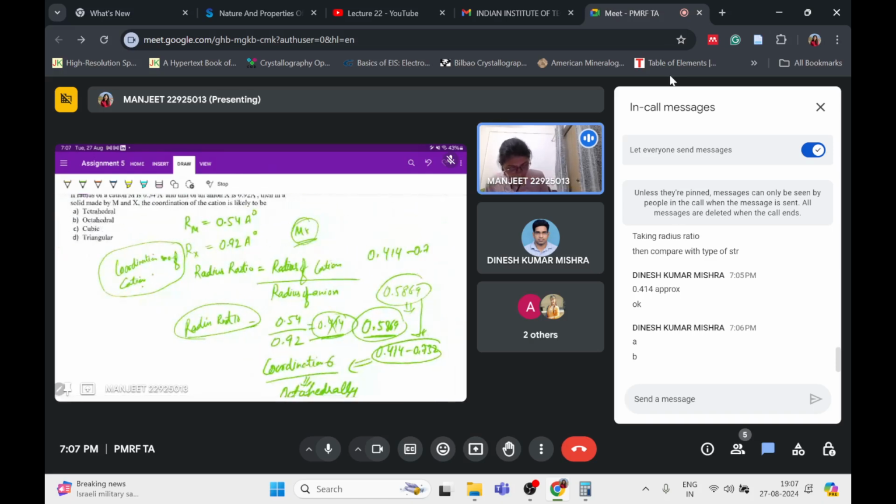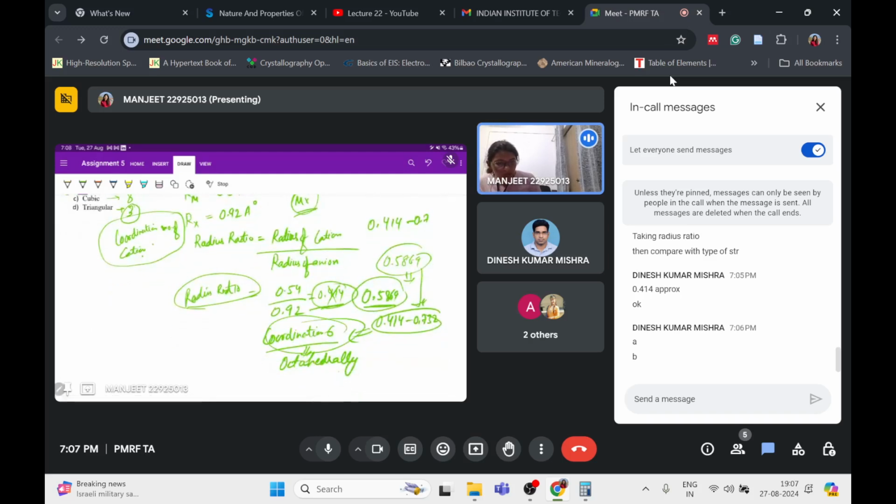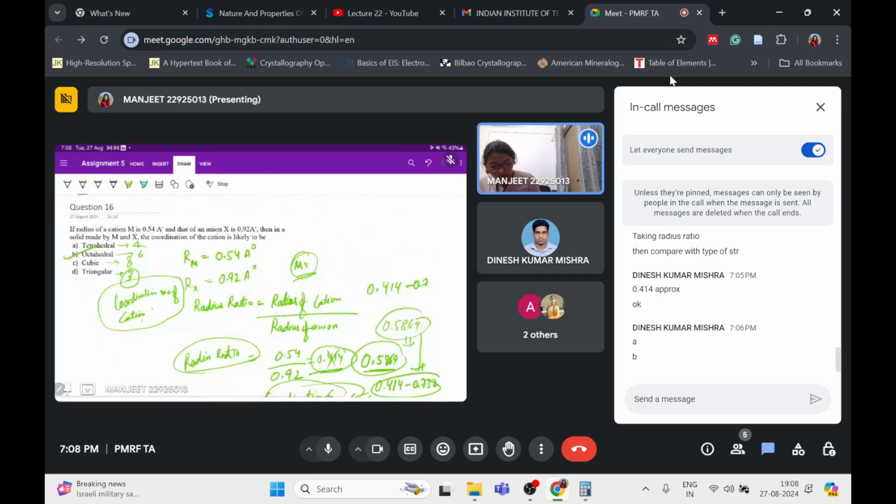So the coordination of the cation will be B. The octahedral, not the tetrahedral. Cubic is for a coordination of 8, and triangular has a coordination of 3. This is for the 6 one. So we are getting coordination number 6, and the coordination of the cation will be octahedral.